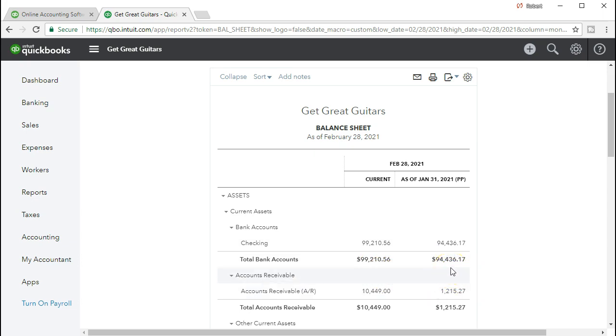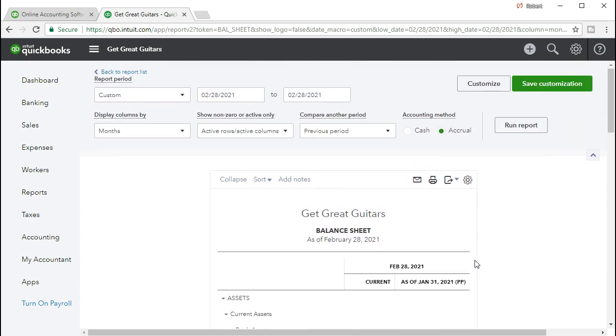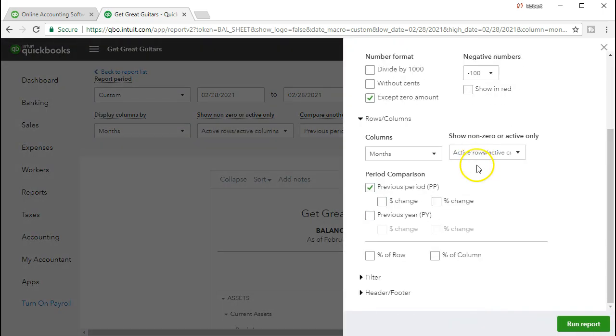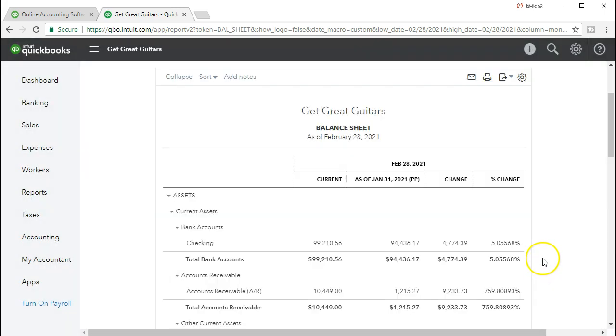So we're going to add to this now. We'd like to see the difference between those two. What was the difference between where we stood between January and February? And we'll have a percentage change. So those are the changes we're going to adjust now. So we will customize this report. We're going to scroll back down, and we'd like to see a change in terms of total dollars and a change in terms of percentages. And then we're going to run that report and see what we have there.